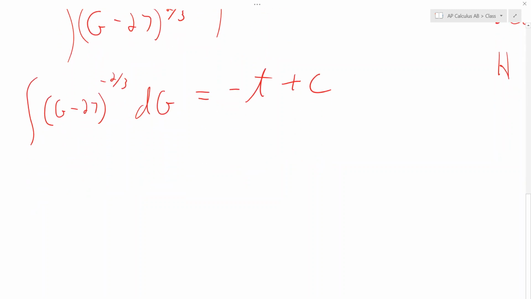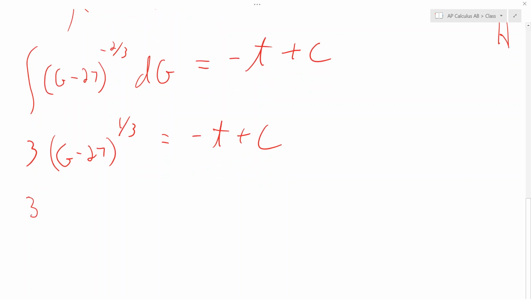Now, you can do a u-sub, it doesn't hurt. I'm just not going to do it. If you integrate that, you're going to get g minus 27 to the positive 1/3 times 3. You okay with that? We got to find c. They're telling me when t is 0, g is 91. So when you plug that in, you get 3 times 91 minus 27 to the 1/3 is c. And that means 3 times 64 to the 1/3 is c.